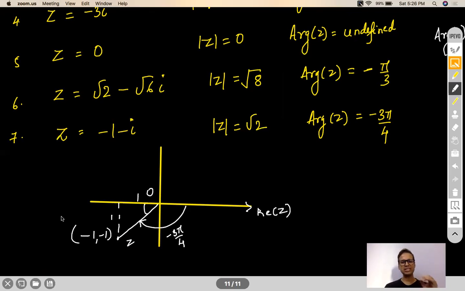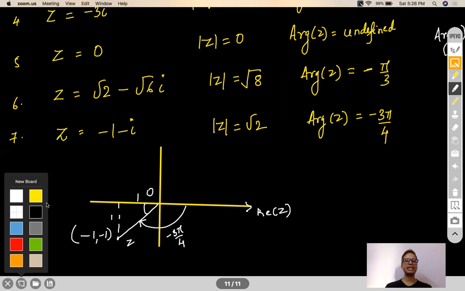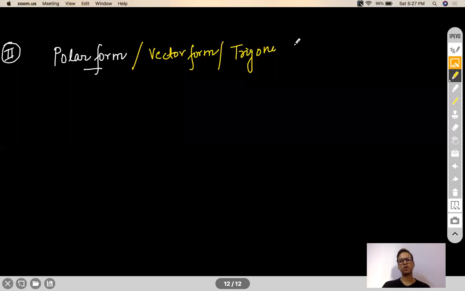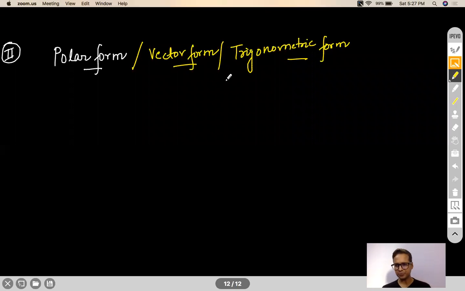Now, once this is clear, it opens our way to understand the second representation, which is what we call the polar form. Polar form representation is also sometimes called the vector form. It is also sometimes called the trigonometric form. All of them basically mean the same. It's just that different terms are being used for it.